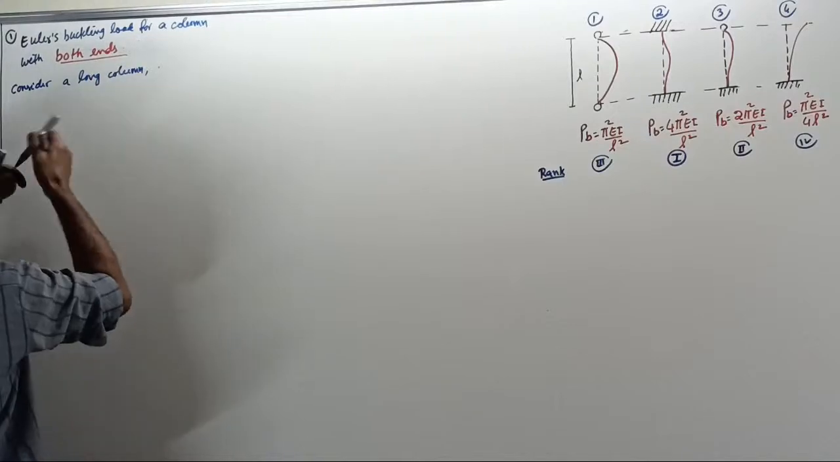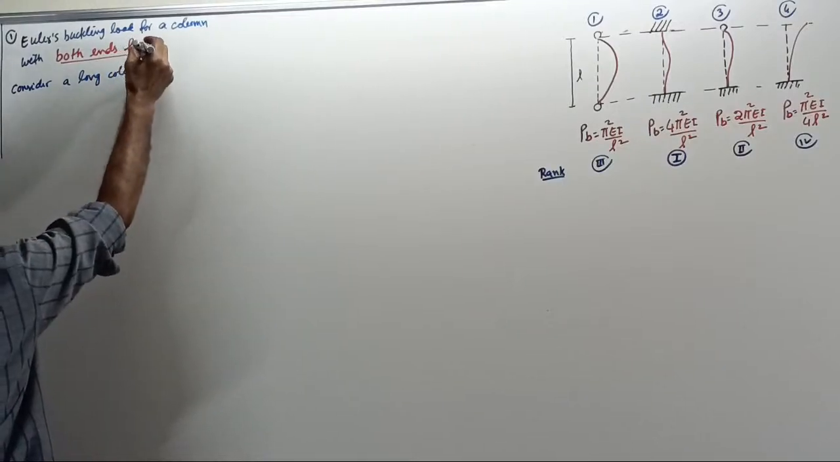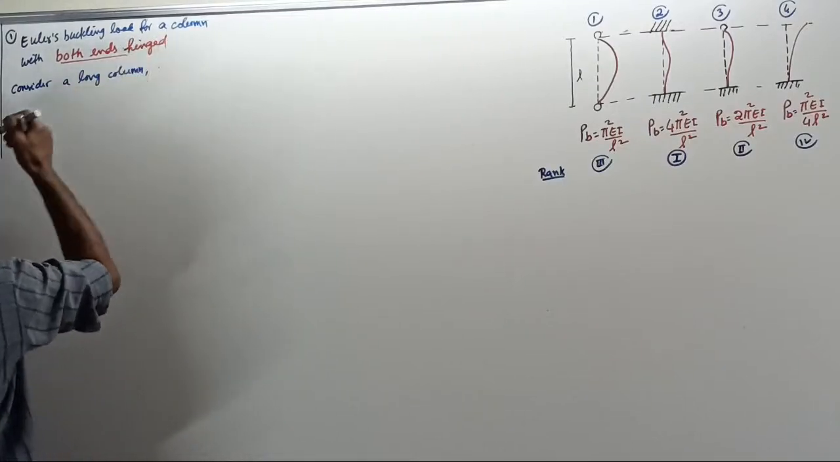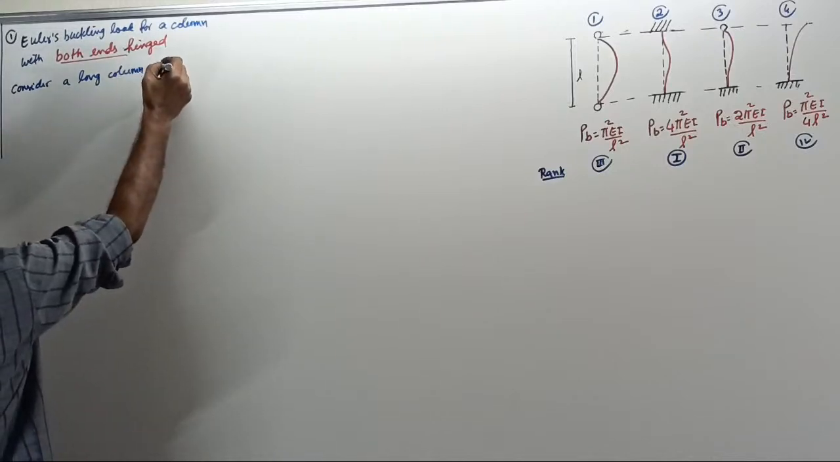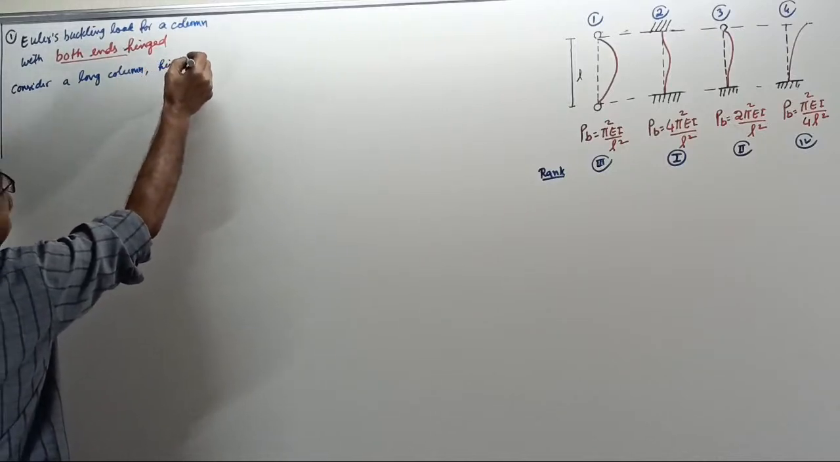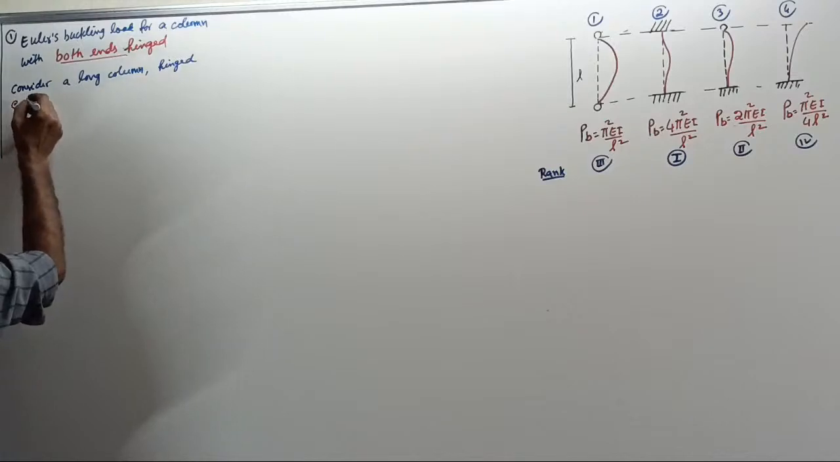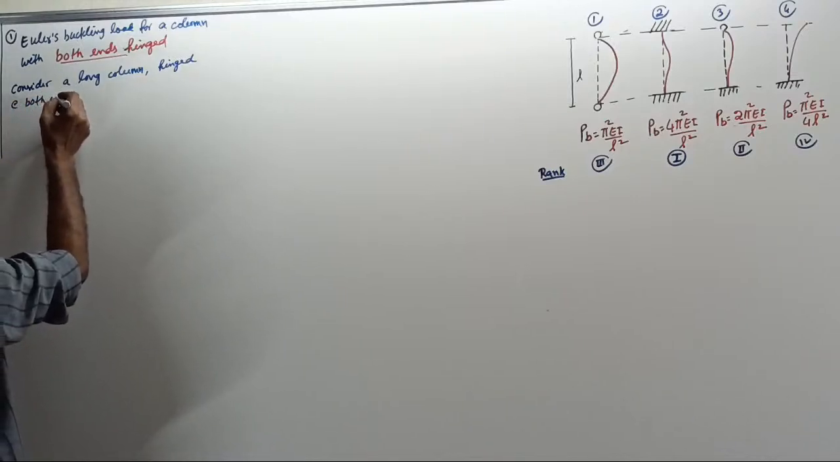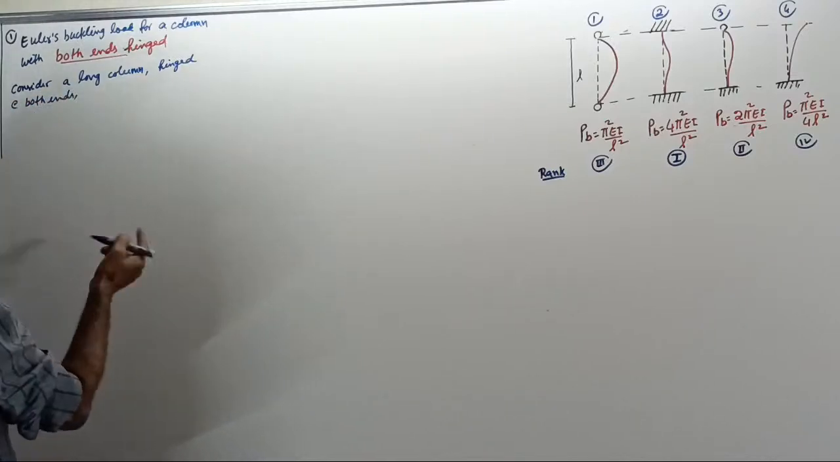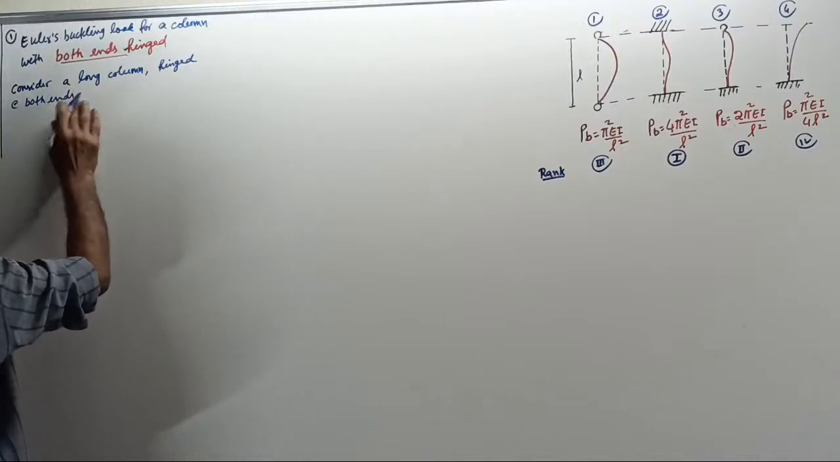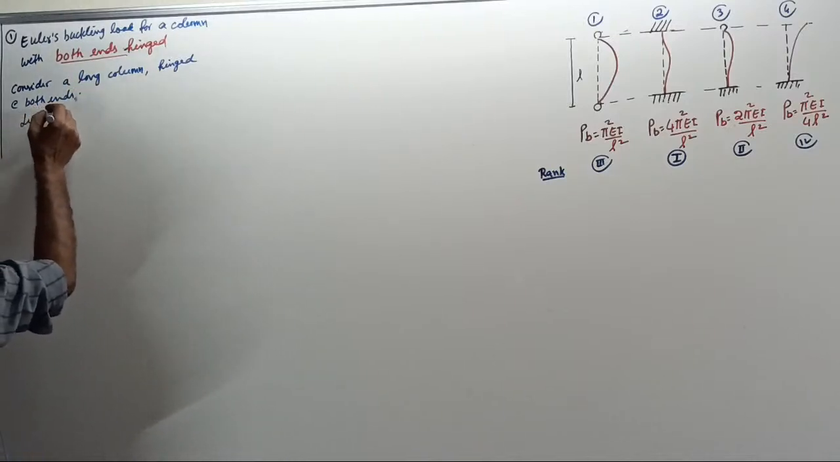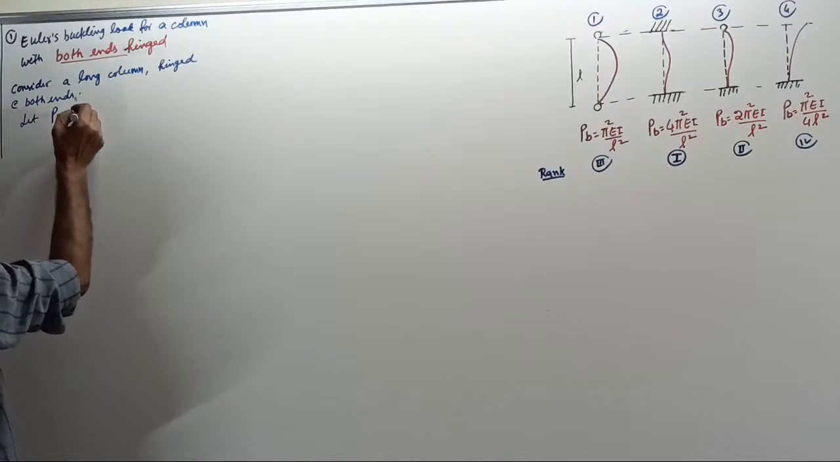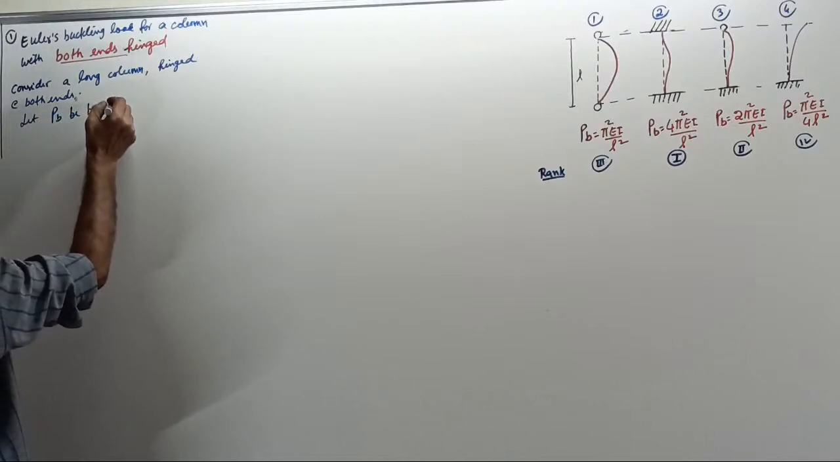Both ends not fixed actually, both ends hinged. Consider a long column hinged at both ends. Both ends. Full stop. Okay, next. Let PB be buckling load.